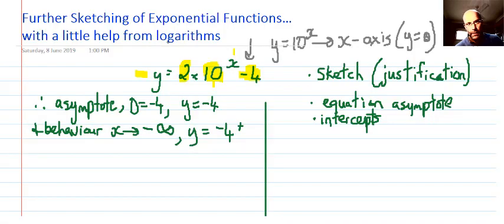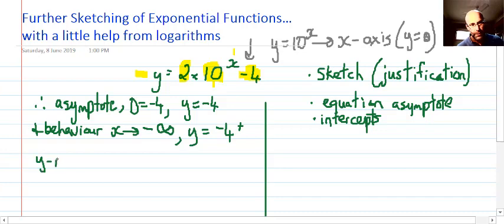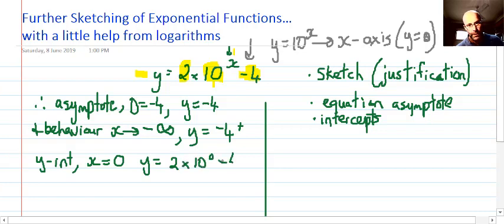Now for the intercepts, so let's look at the y-intercept first. The y-intercept is when x equals 0, and we can just substitute that into the equation, so that'll make the x equal to 0. So we have y equals 2 by 10 to the 0 minus 4. 10 to the 0 is 1. Anything to the power 0 is 1, so that's 2 by 1 is 2. 2 minus 4, which is negative 2.